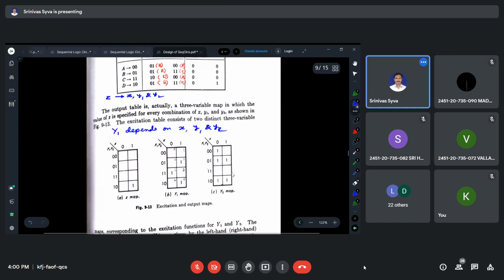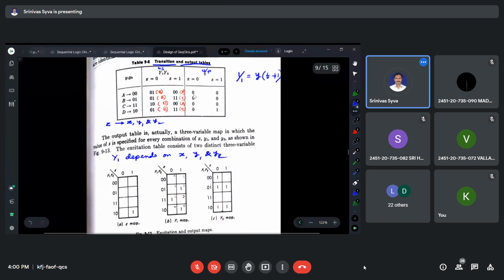Okay, sure. For Z, here Y1 Y2 is 0 0 and X equal to 0, so this is 0. Only when Y1 Y2 is 1 0 and X is 1 do we get Z equal to 1. This Karnaugh map is obtained again from the transition and output tables only, right?